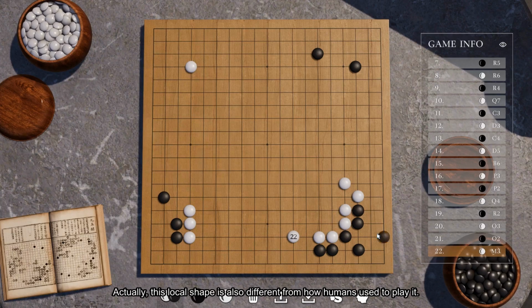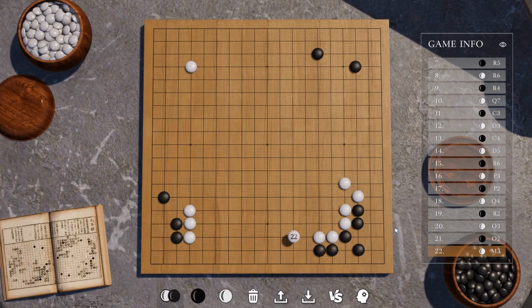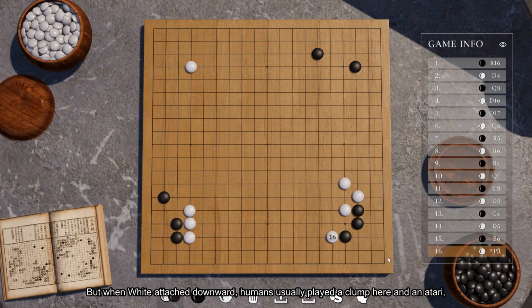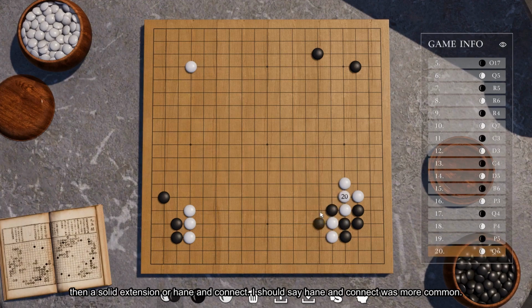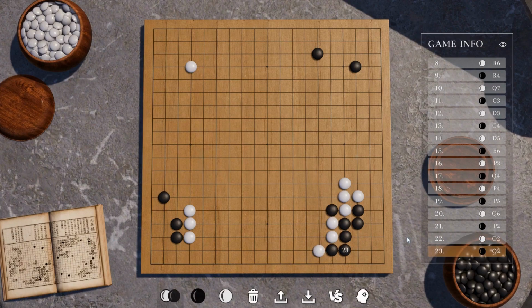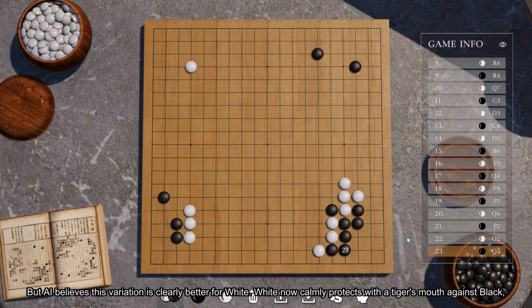Actually, this local shape is also different from how humans used to play it. When white played the tiger's mouth, humans in the past also chose to play elsewhere. But when white attached downward, humans usually played a clump here and an Atari. Then a solid extension or hang and connect. I should say hang and connect was more common. But AI believes this variation is clearly better for white.